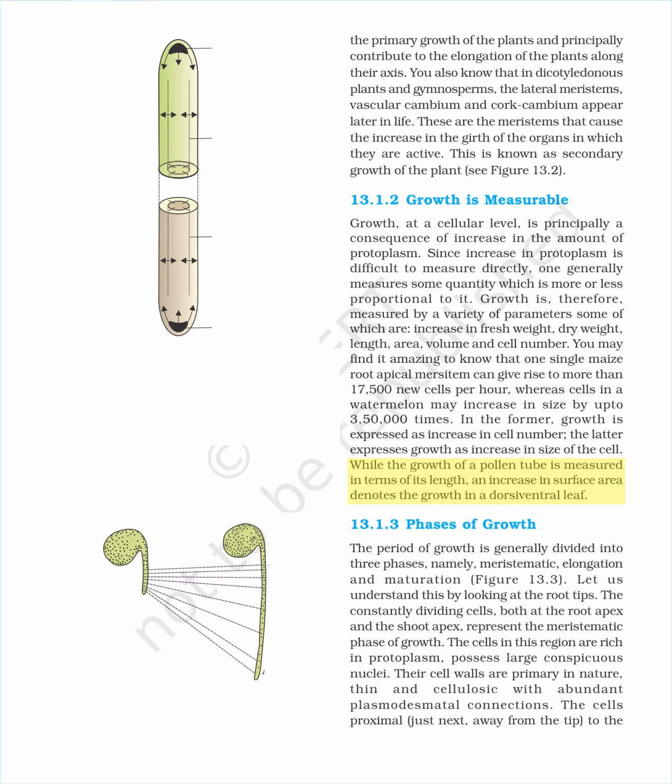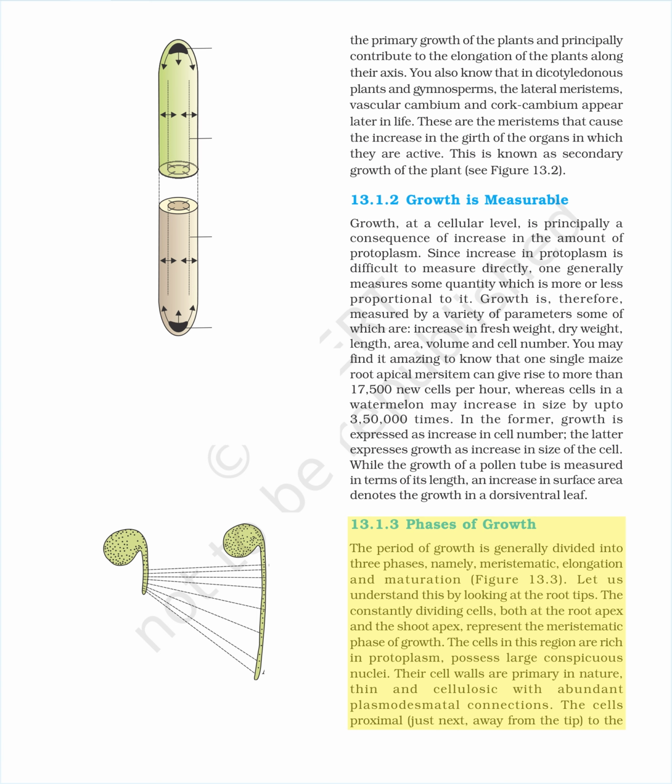While the growth of a pollen tube is measured in terms of its length, an increase in surface area denotes the growth in a dorsiventral leaf. 13.1.3 Phases of growth. The period of growth is generally divided into three phases, namely, meristematic, elongation and maturation, figure 13.3.